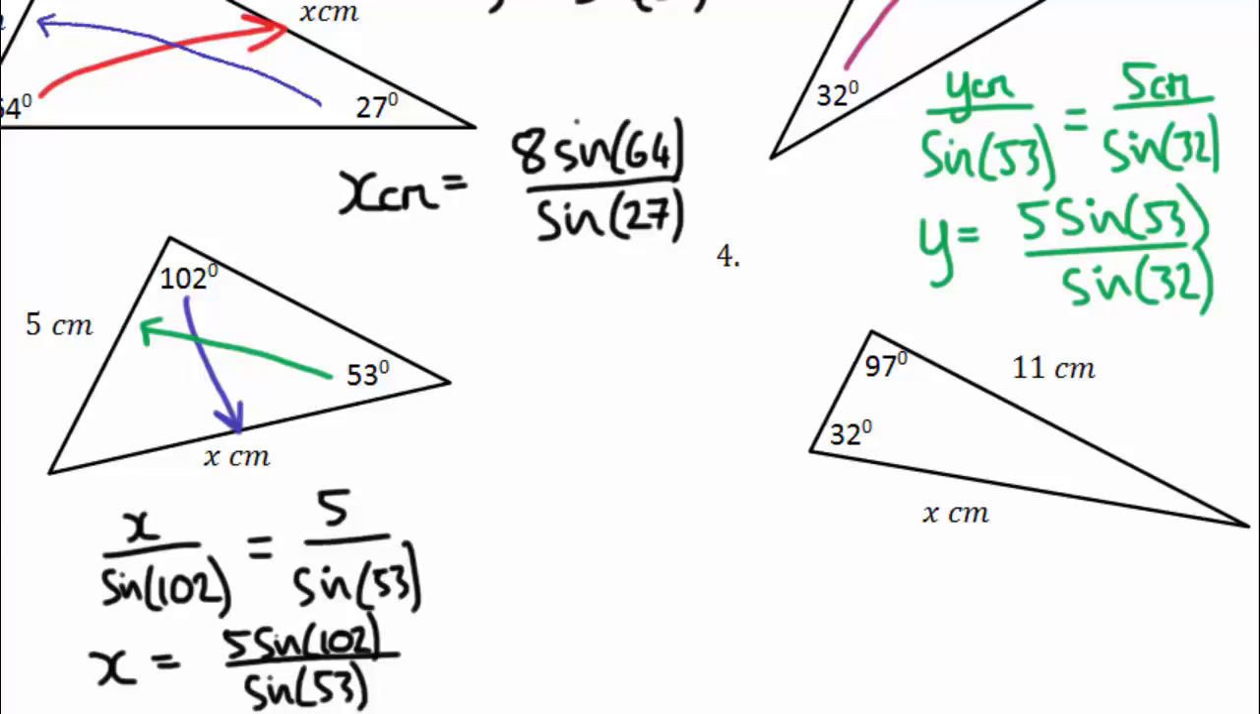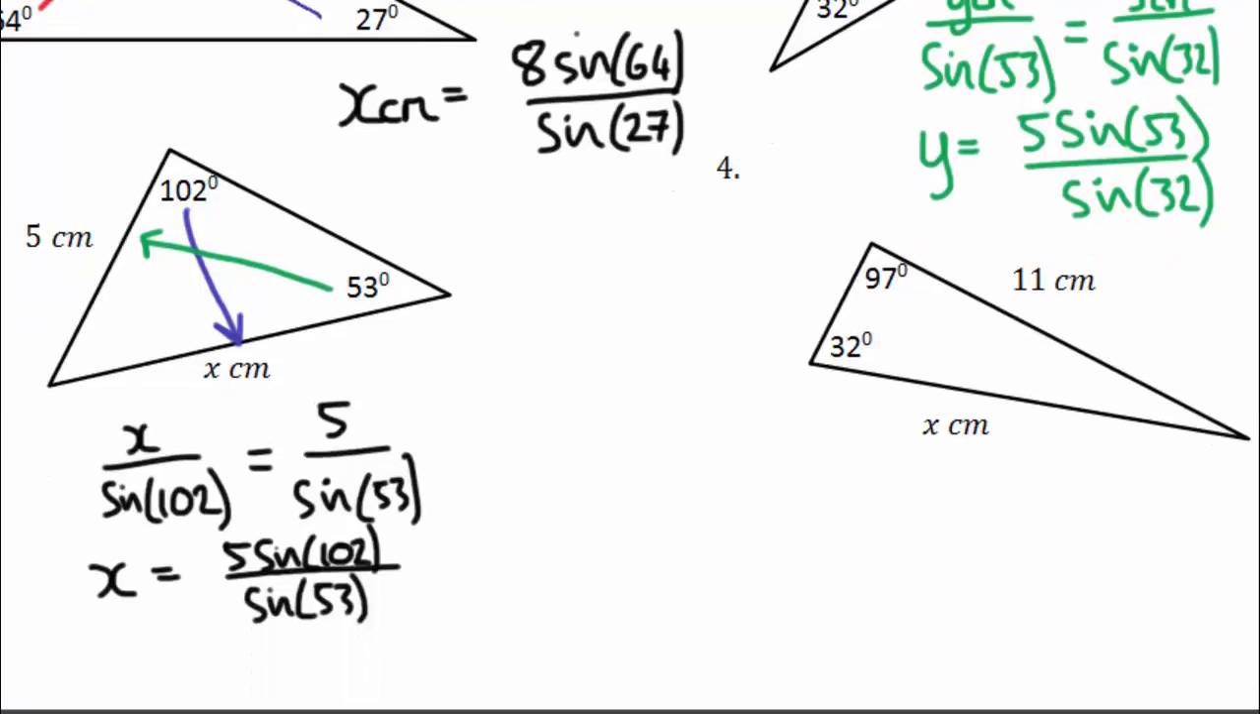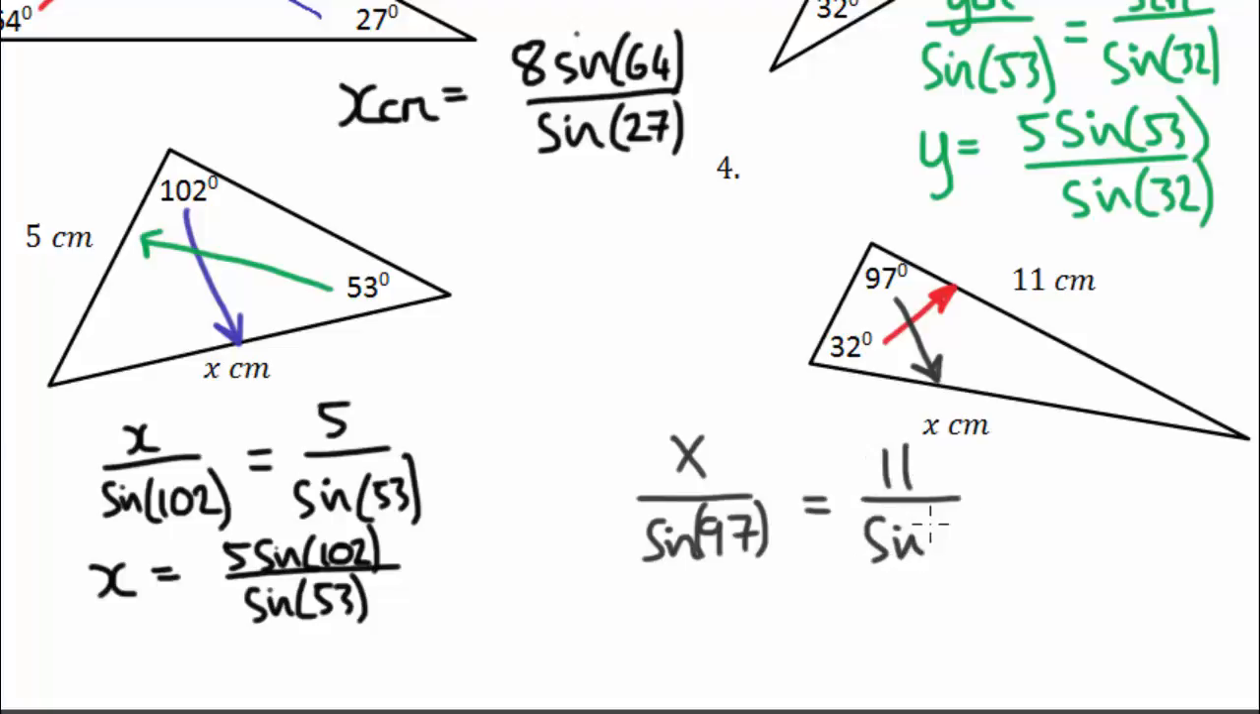And the last one. Right, last one. So we've got 32 degrees and opposite is 11, so we're given the opposite there, and we've got 97 and the opposite is the unknown. Okay, so we'll just say, well, x divided by sine 97 is going to be equal to the same as 11 divided by sine 32.